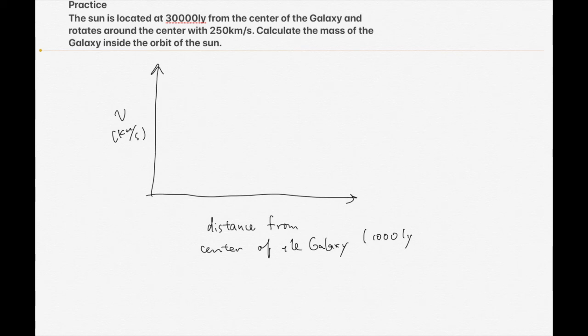The orbital speed is increasing with the increase in the distance, and then it becomes nearly constant. Some fluctuation is happening, but it is nearly constant. The Sun is located around 30,000 light years from the center of the galaxy, and the orbital speed is 250 kilometers per second. So this is the orbital speed of stars around the center of the galaxies.